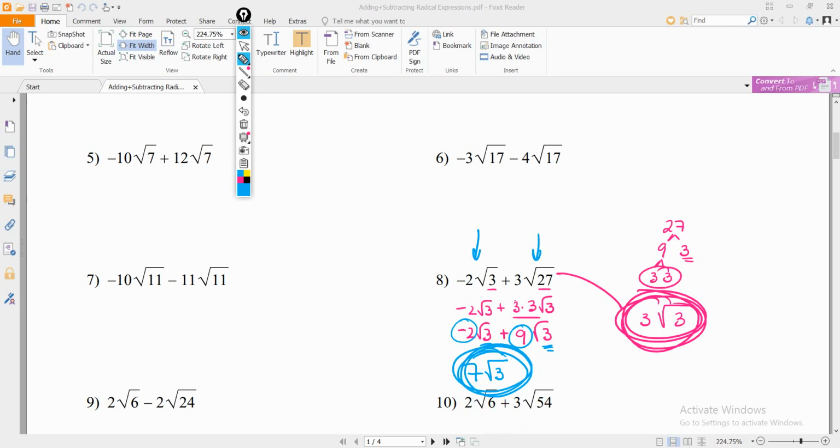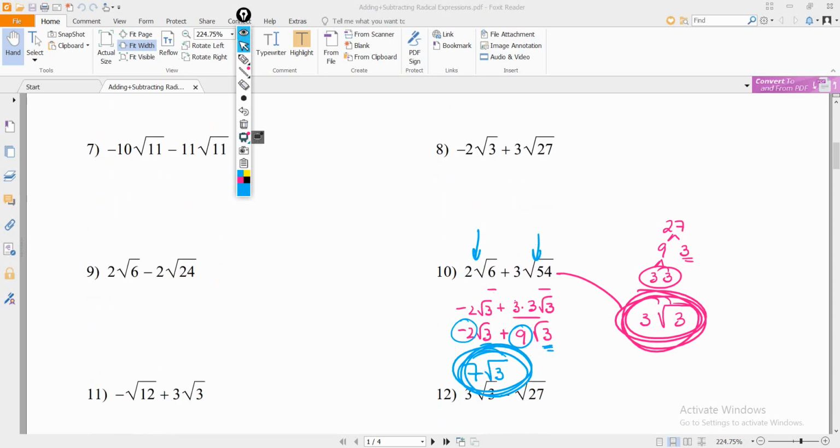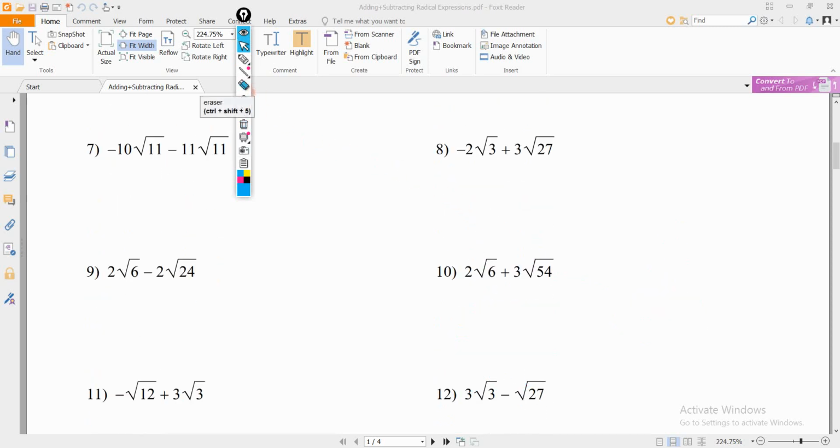Let's do number 9. Same concept here. That radical is simplified. This one, however, is not. So I take radical 24. That goes to 2 and 12. 12 goes to 2 and 6. 6 goes to 2 and 3. So I can have a group of 2's come out of my radical. And this 2 and 3 don't have a partner, so they go underneath. So this right here, that radical 24, turns into 2 radical 6.